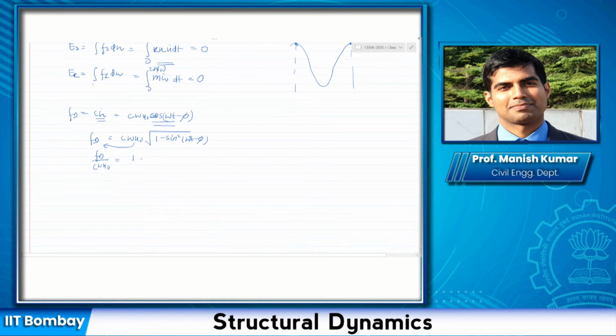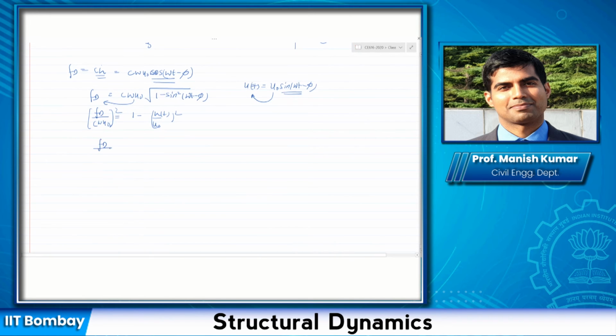Okay, and this would become u divided by u naught, isn't it? My ut is u naught sine omega t minus phi. So I'm just writing my sine omega t as ut divided by u naught. So if I take the square of both sides, I will get this: the cos omega term plus ut divided by u naught, squared, and this is equal to 1.